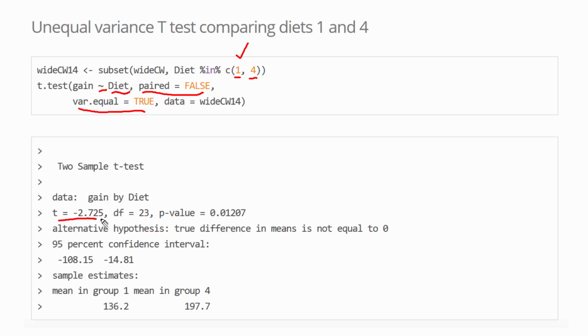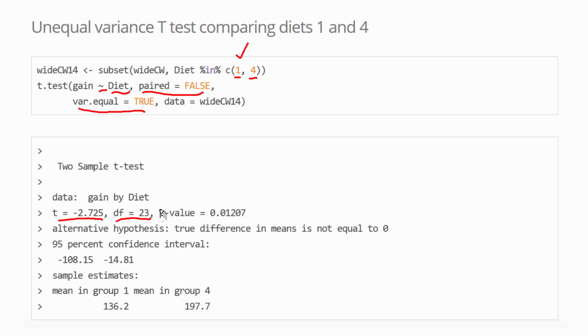In this case, our t statistic, which is the estimate, the difference in the average weight gain between the two diets, minus the hypothesized value, in this case 0. Whenever you're doing two groups, unless you specify a hypothesized difference in the means, it's going to assume that you're interested in testing whether the means are equal under the null hypothesis or different under the alternative. The degrees of freedom is 23.